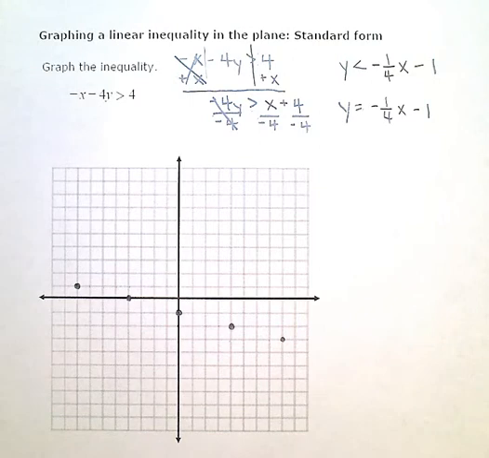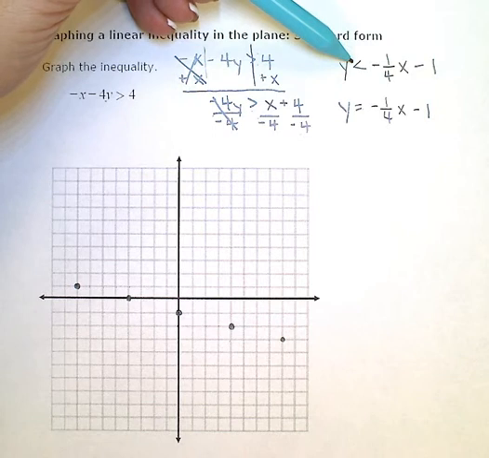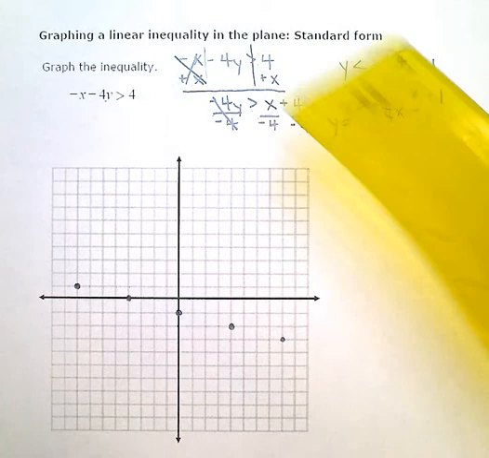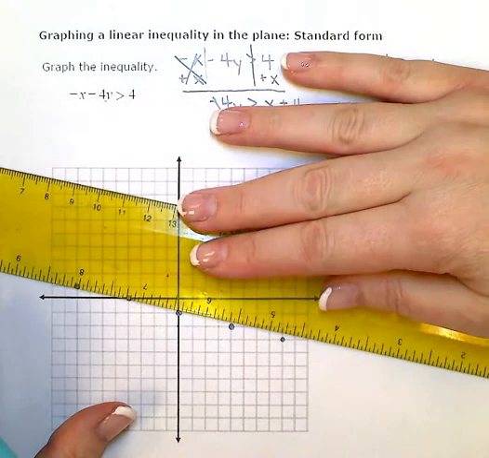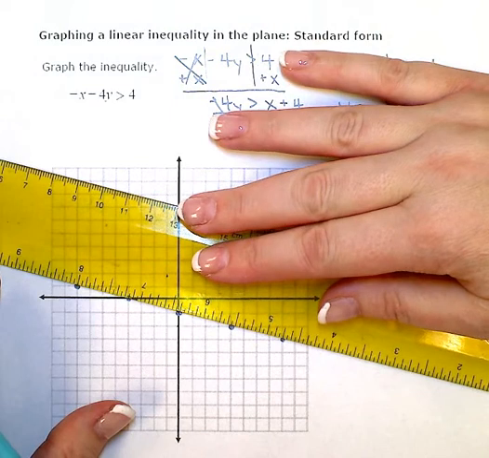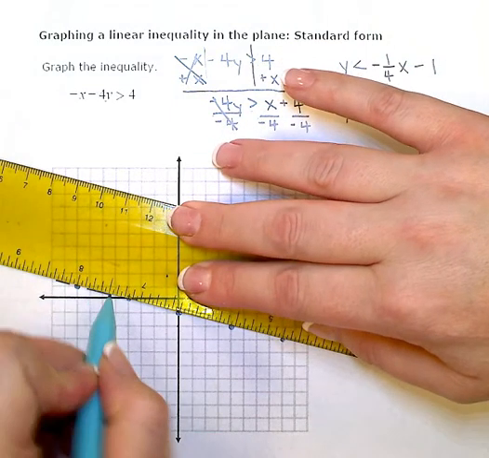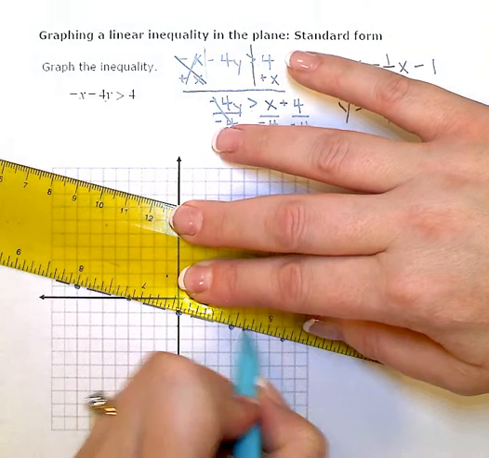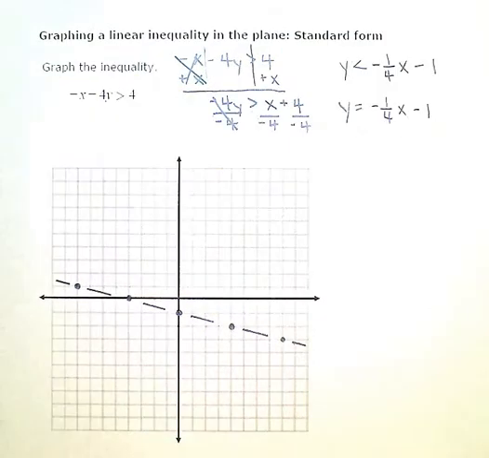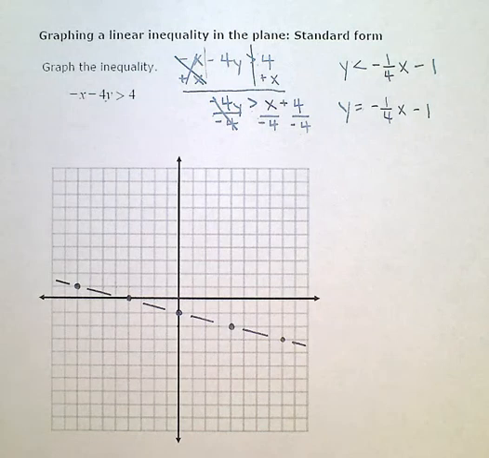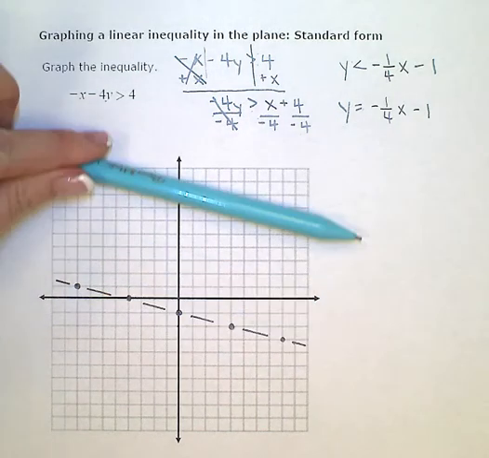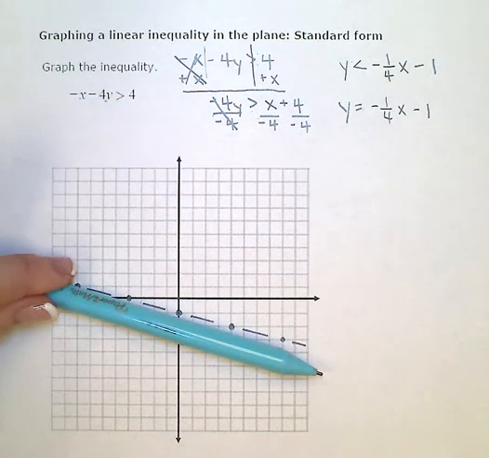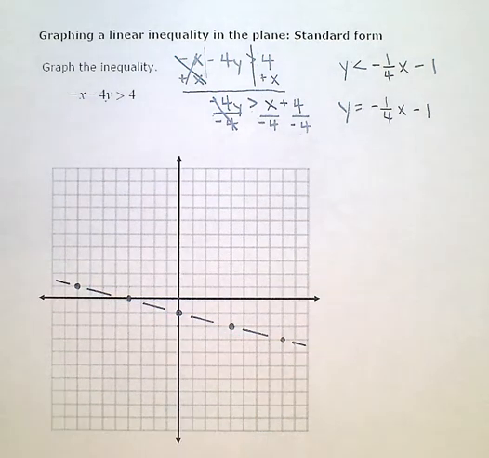I just need to decide, is my line going to be solid or dashed? Okay, so I go up here and look at my inequality symbol. Since this is a strictly less than, my line is going to be dashed. So I line up my ruler here with my dots, and I'm going to put some dashes in here. Okay, so there's my boundary line. Now I need to decide, am I going to shade on top of this line, or am I going to shade below this line? Which half of my coordinate plane needs to be shaded?